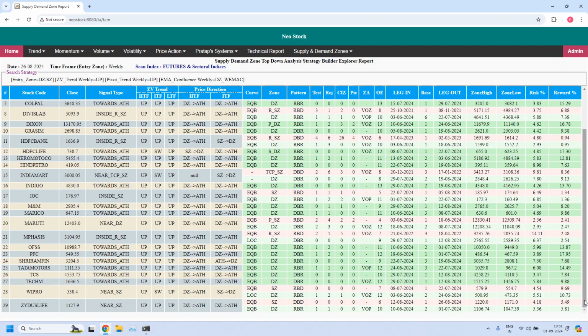So definitely we can say these 29 stocks are having a very powerful mechanism because they are having a weekly EMA confluence and also trend is uptrend. So if any of your favorite stocks are there, you can pick up the stocks from this. And you can make use of this weekly EMA confluence, weekly zone either as a HTF zone, or you can use it as an ITF zone. That way you can plan your trade setups.